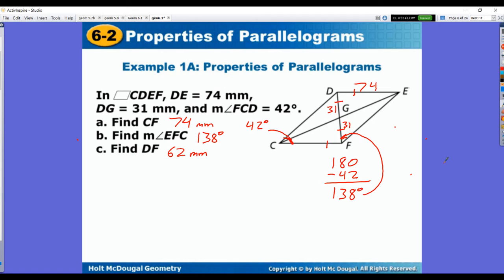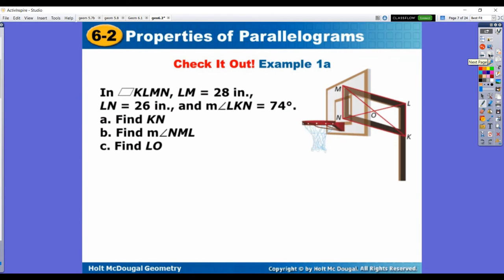So now that we've worked that out, I'm going to give you guys one on your own to try and see what you guys can come up with for this problem right here. Okay, you got this parallelogram that's kind of part of this whole entire basketball hoop and backboard here. All right, pause the video, see what you get for some answers, and then we'll take a look at your answers in a few minutes.